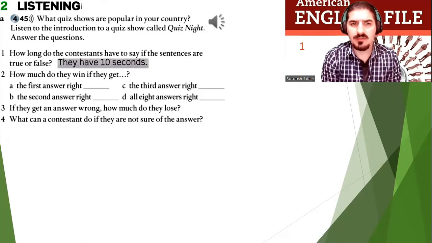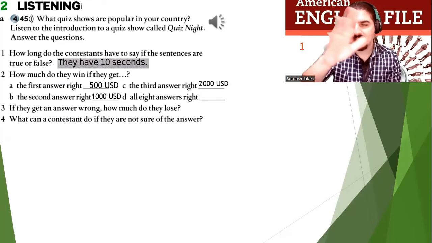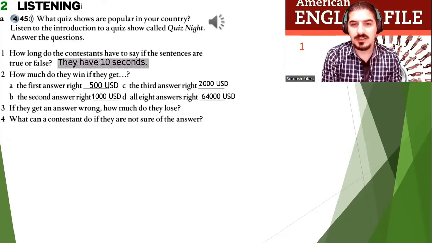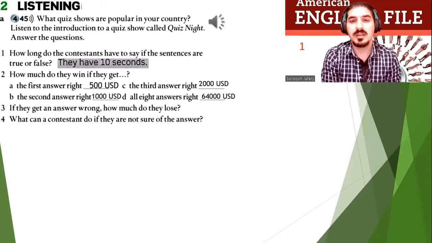How much do they win if they get the first answer right? 500. Second answer, double, $1,000. The third answer, $2,000. And all 8 answers, $64,000. USD means United States dollar.